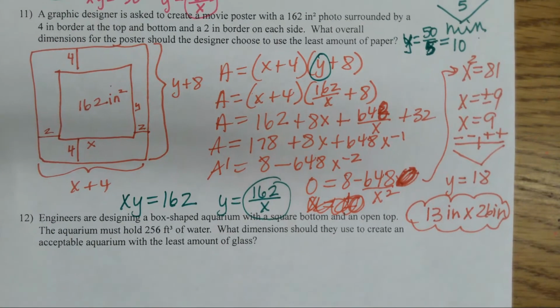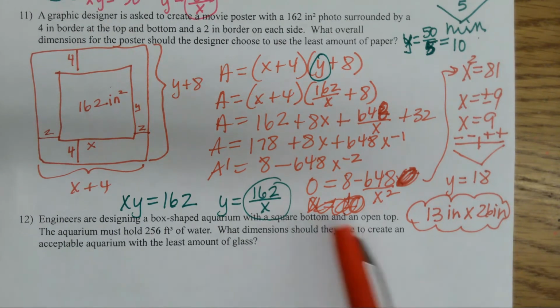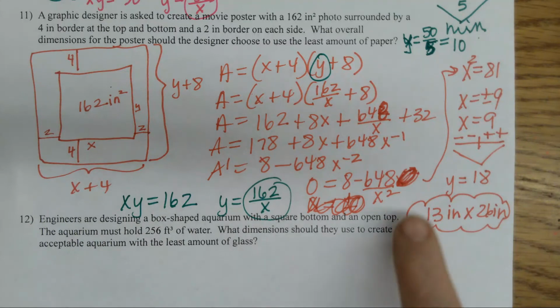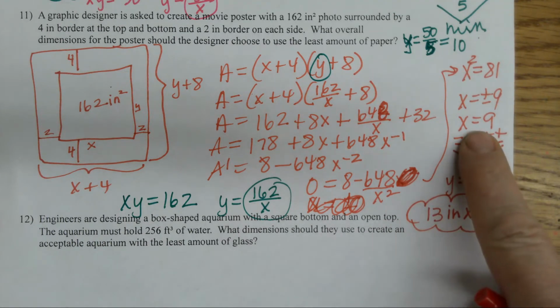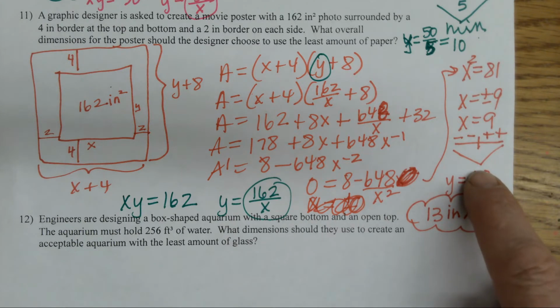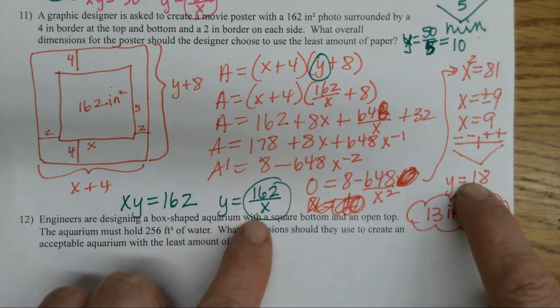I hope that went well for you. I worked my way through and I found x to be 9. I proved to myself that that was in fact a min with my table. I plugged it into my connector, 162 divided by 9 to get 18.